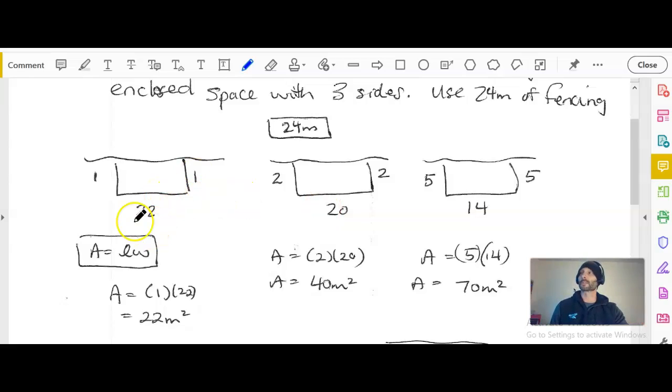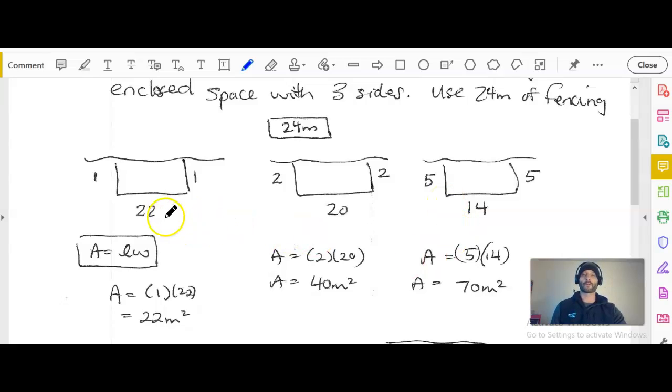There's lots of examples. I could say this side is 1 meter and this side's 1 meter, because clearly they'd be the same, and that would leave me with 22 meters left over for the length. How about these two sides being 2 and 2, which is 4, leaving me with 20 left over here. Or how about a 5 and a 5, which is 10, leaving me with 14 meters of fencing left over here. These are all possibilities, right?